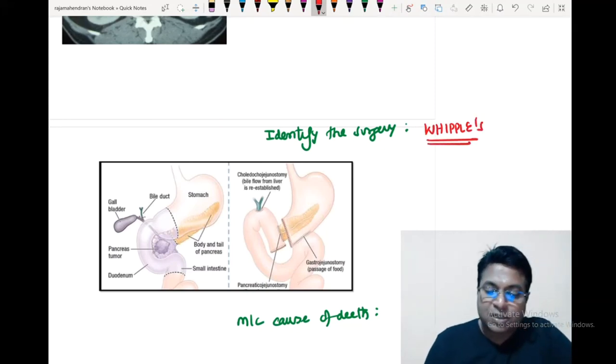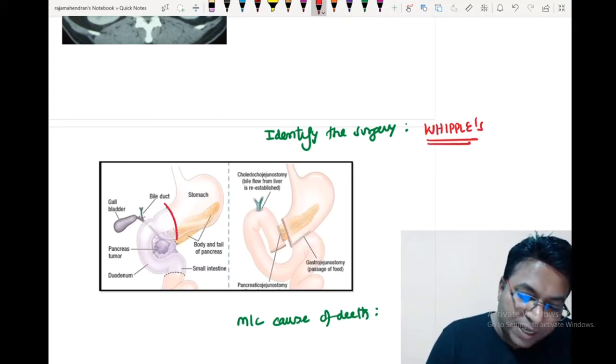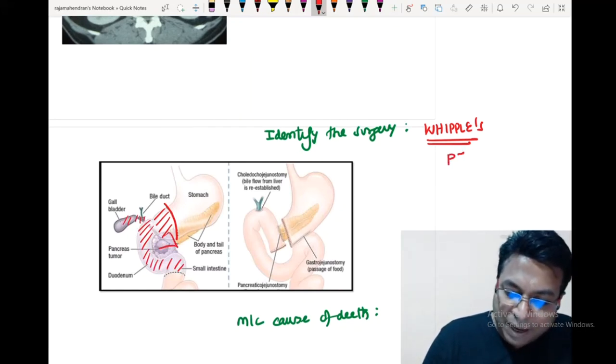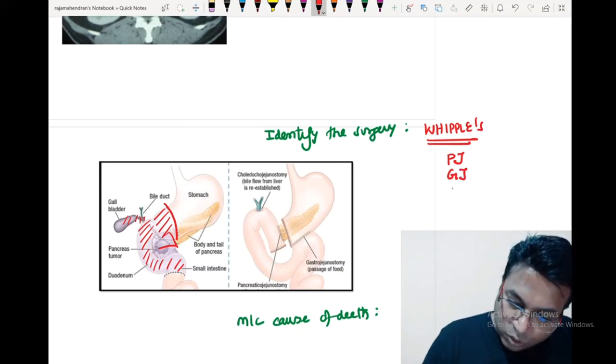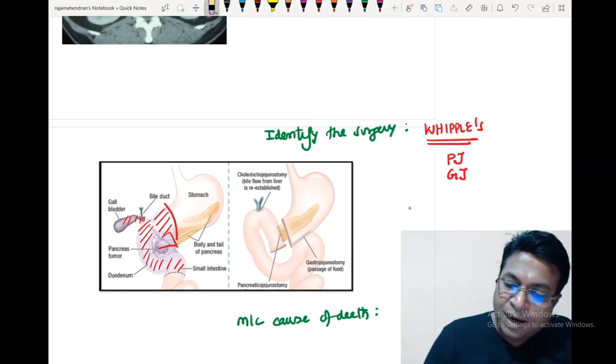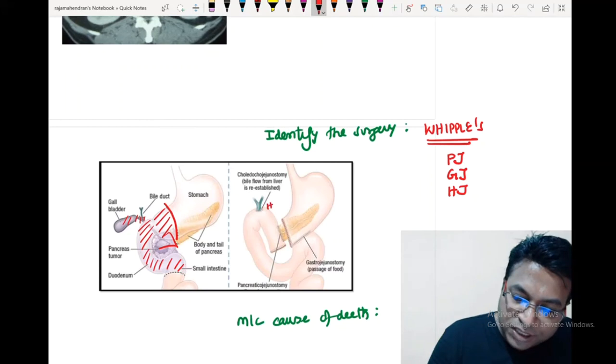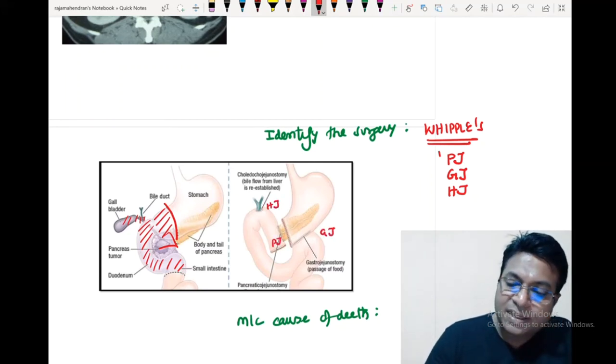It is known as Whipple's operation, in which we will remove the distal part of the body of the stomach, entire duodenum, gallbladder, bile duct, head of pancreas, everything is removed, and we do 3 anastomoses. Pancreatico-jejunostomy, gastro-jejunostomy, and hepatico-jejunostomy. You can see this is HJ, this is GJ, this is PJ. 3 anastomoses are done. This is Whipple's.